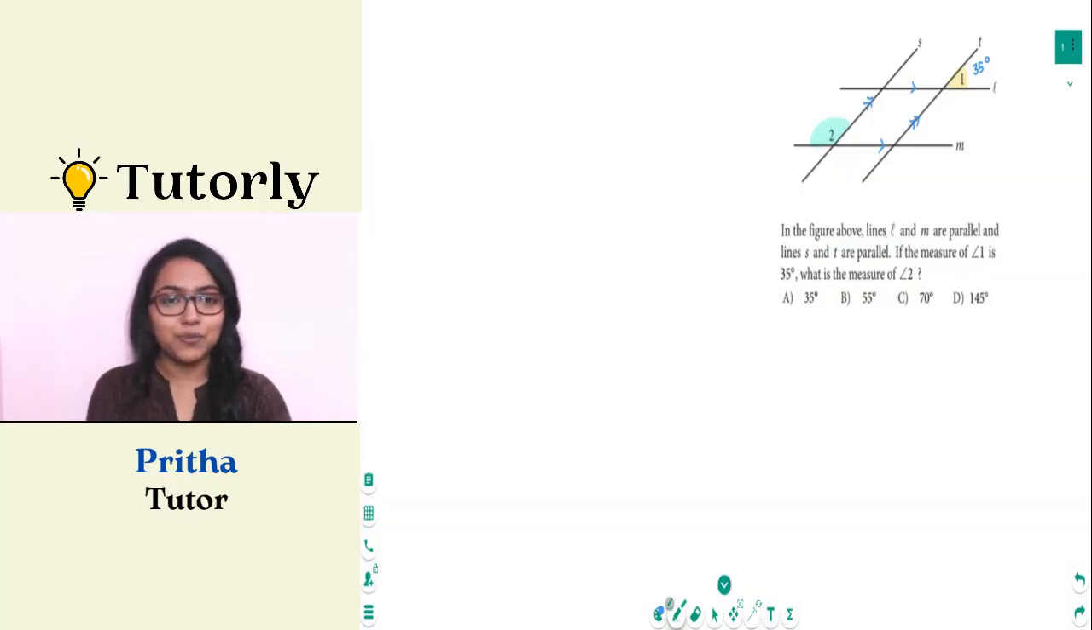Let's solve this problem. Here they're saying in the figure above, lines L and M are parallel and lines S and T are parallel. If the measure of angle 1 is 35 degrees, what is the measure of angle 2? So from the question, it is clear that this is a play on lines and angles.